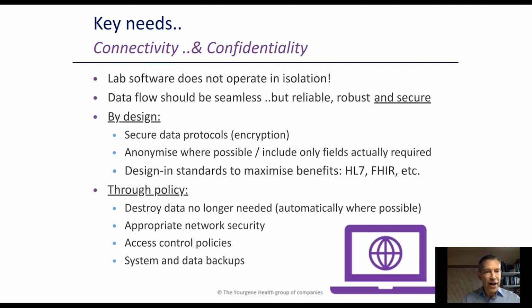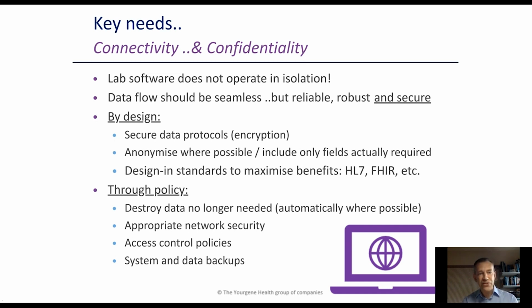Next, we've got connectivity and confidentiality. So lab software, of course, does not operate in isolation. The data flow between the various elements needs to be seamless, but it also needs to be reliable and robust and secure, because we're talking about confidential information here a lot of the time. And there are a number of things we can do by design, and also a number of things through policy on that front. So by design, we would try to make sure that we used secure data protocols everywhere. Certainly, absolutely everywhere where there was any kind of movement of the data outside the system, it's absolutely critical.